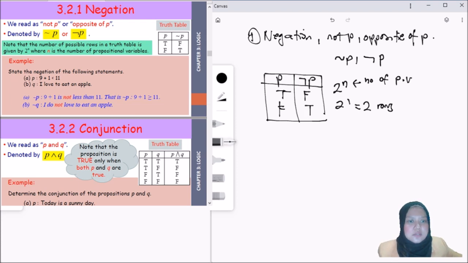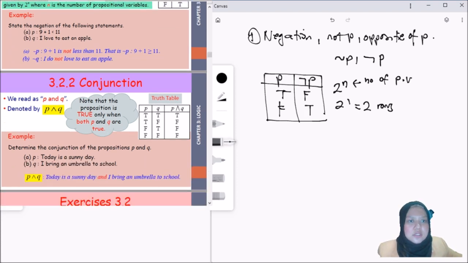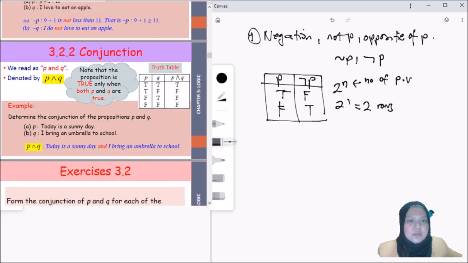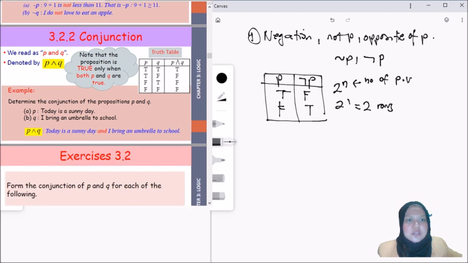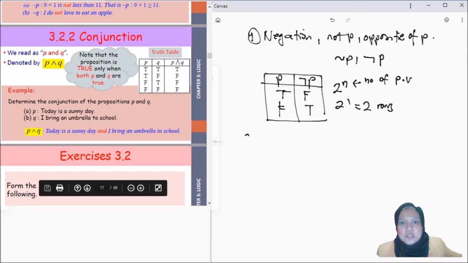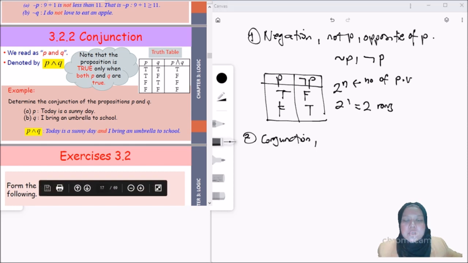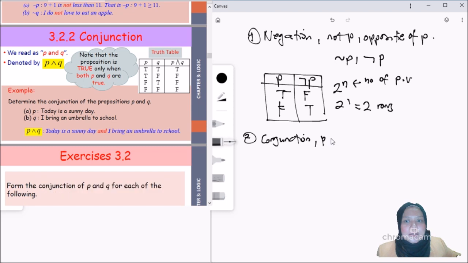Next, let's move on to the second type of logical connective, which is conjunction. We read conjunction as P and Q. So we have 2 propositions here, and we denote it by the symbol P and Q.